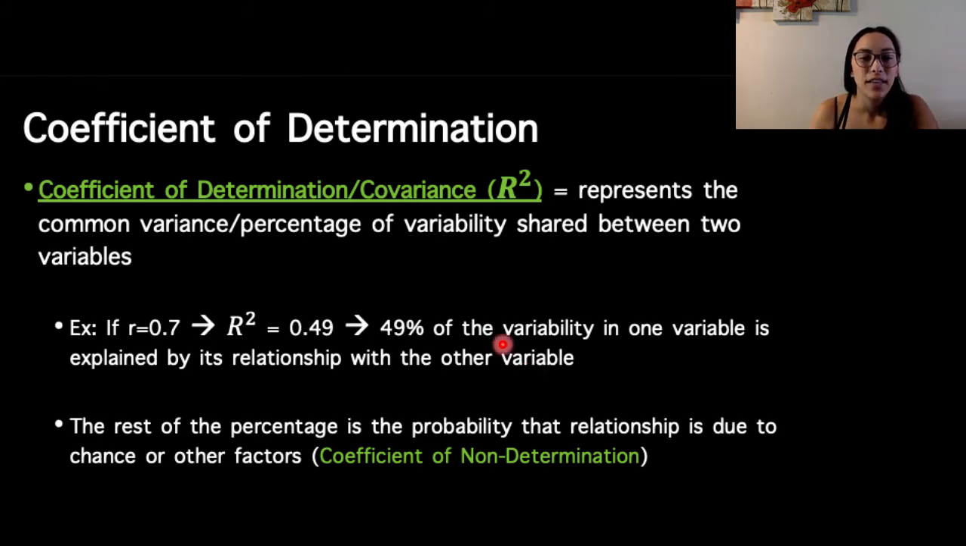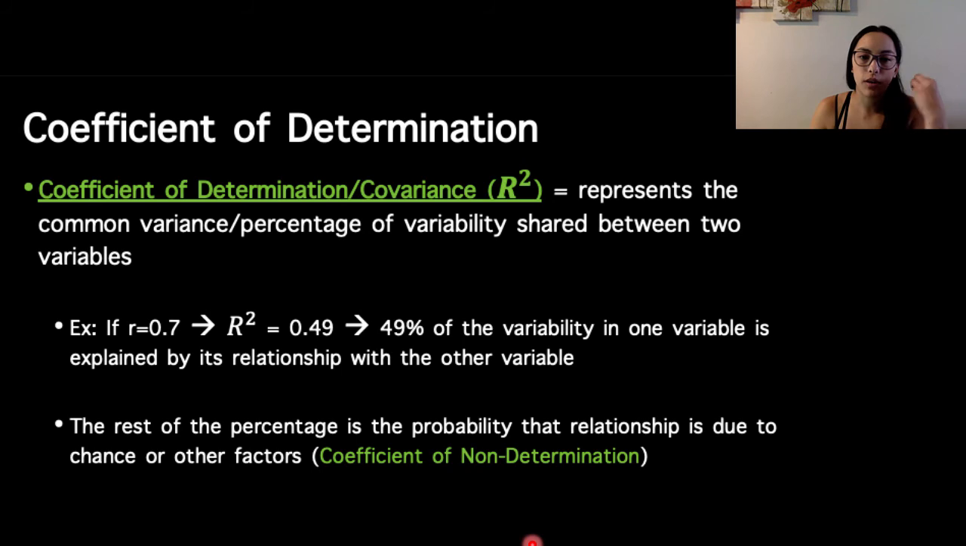The rest of the percentage that's not accounted for, so 1 minus 0.49, or 100 minus 49%, is what we call the coefficient of non-determination. And that is the probability that our relationship is due to chance or other factors that haven't been considered.